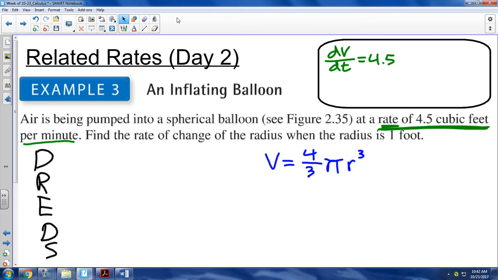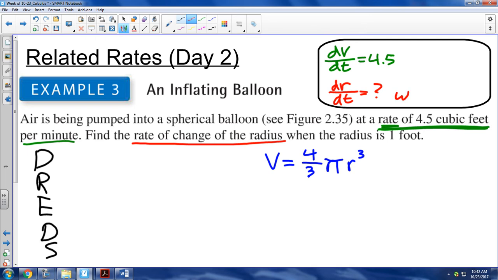And now they say, find the rate of change of the radius. The rate of change of the radius. So I guess that's our question mark. dr/dt, the rate of change of the radius, is our question mark. When? Now this is very important. It's when the radius is 1 foot, right? The radius is not always going to be 1 foot.